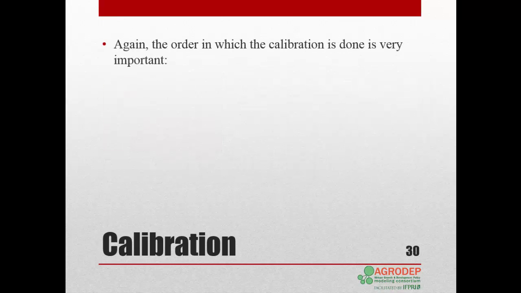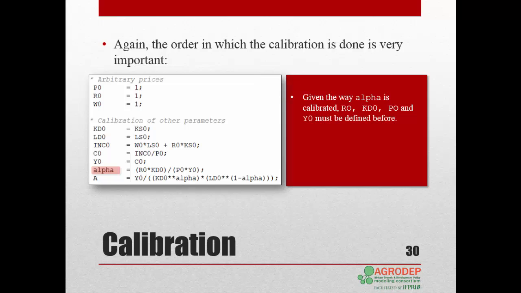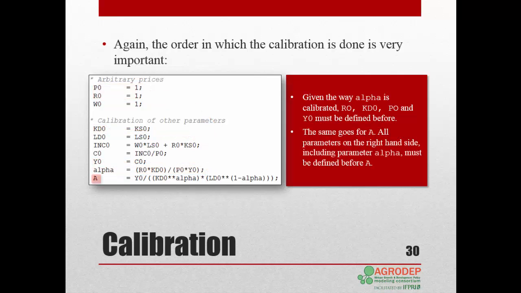Note again that the order of calibration is very important. R0, KD0, P0, and Y0 must be defined before alpha. Similarly, for A, all parameters on the right-hand side, including parameter alpha, must be defined before A.